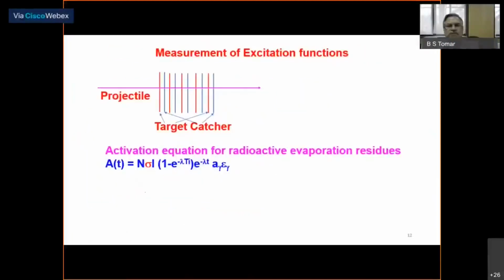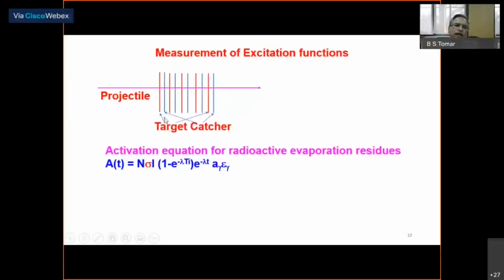How do you measure these excitation functions as a function of energy? I have given an example for offline gamma spectrometry, wherein you take a projectile and bombard the target. Suppose you want to determine the excitation function, that means as a function of energy. So what you do, you have thin target foils. These red ones are the targets, and the blue ones are the catcher foils. Catcher means once the projectile bombards the target, some of the products may come out of this target, and then you have to stop them in a catcher foil.